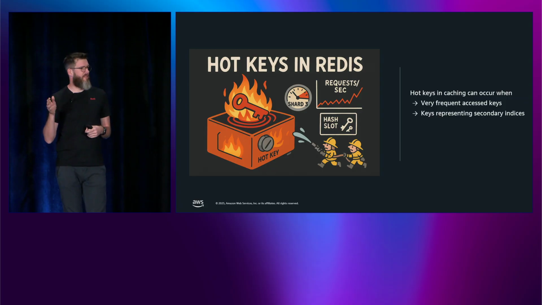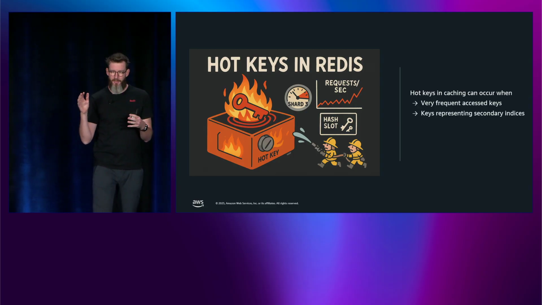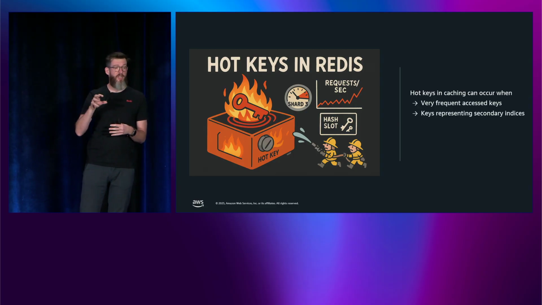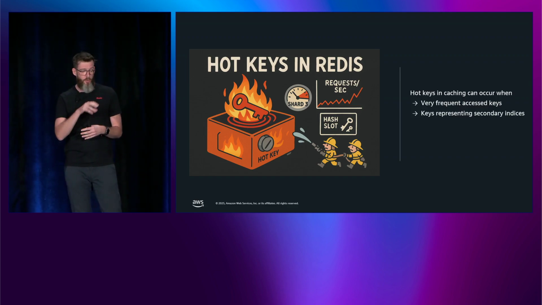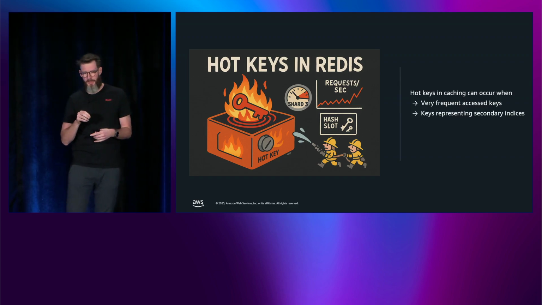One is the frequently accessed keys, which could be, for example, in case of a social media, an influencer, not me, whose profile is being accessed very frequently. So that could be a hotkey. That is where a high throughput is going to go into a single Redis process.